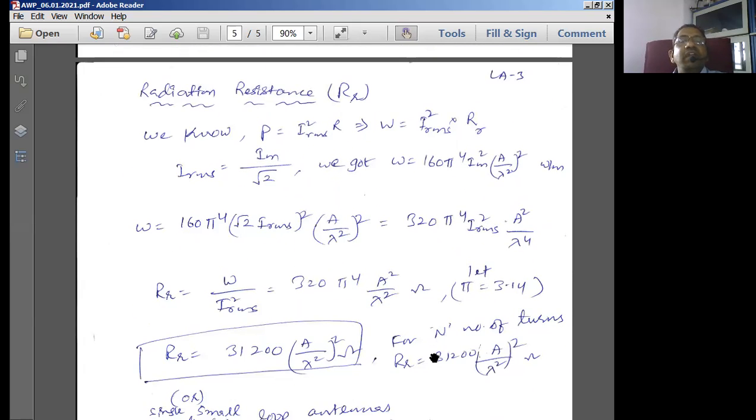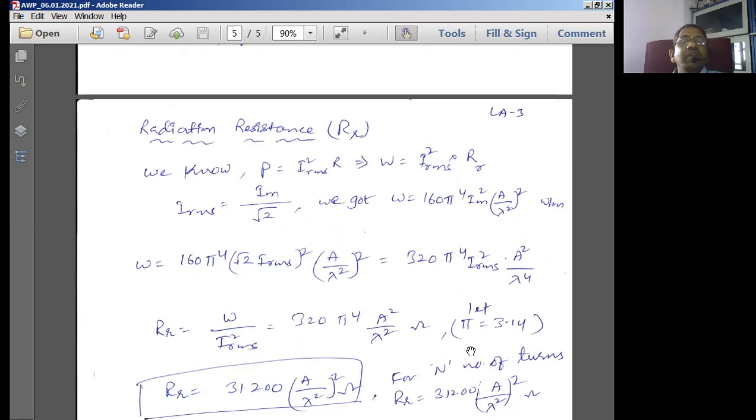The next one is the radiation resistance. When it comes to the radiation resistance, what is basically power? Power is equal to I_RMS square into R, a basic formula we know.